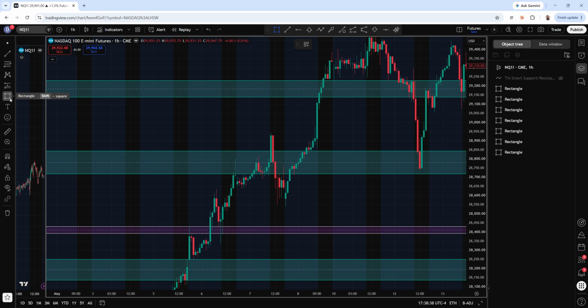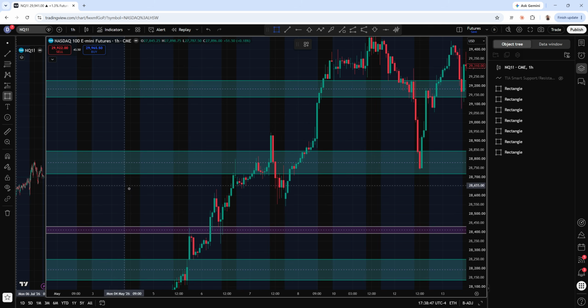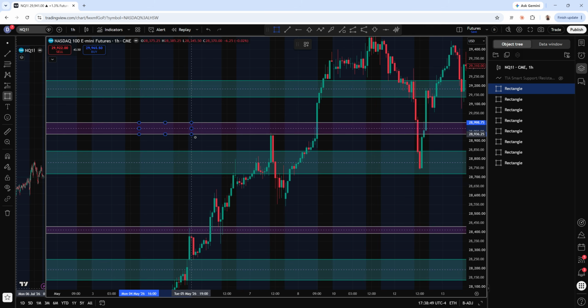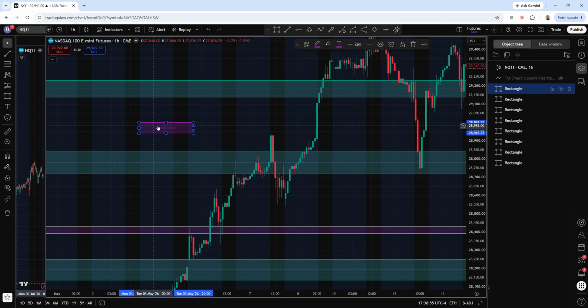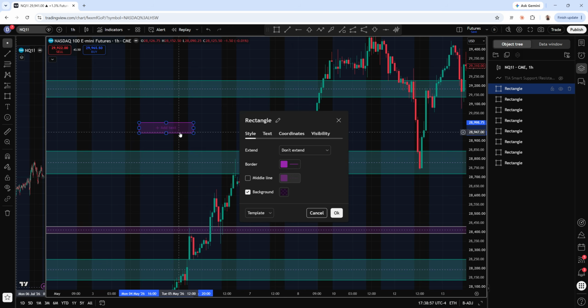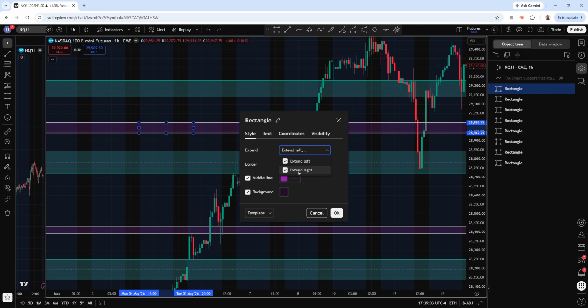Yeah, it's the rectangle. Normally this will say brush, and then if you come down and pick the shape of rectangle or Alt Shift R, then you can draw one, and then you can modify it. So the default would be, you know, this, and all I did was add a middle color, changed the border to a light gray, and then I extended it left and right, and that's all I did.